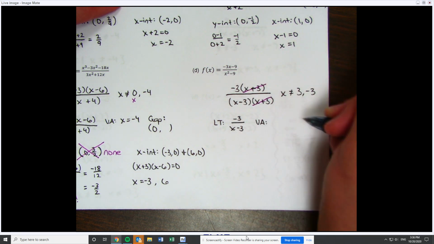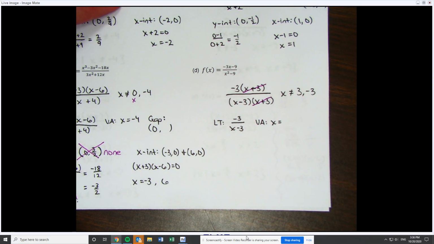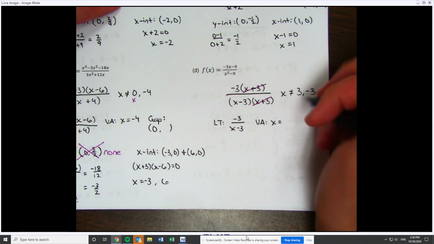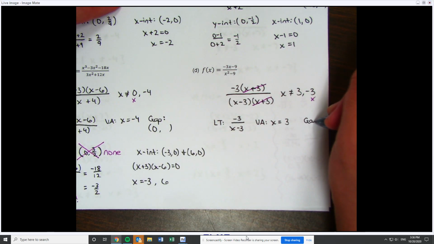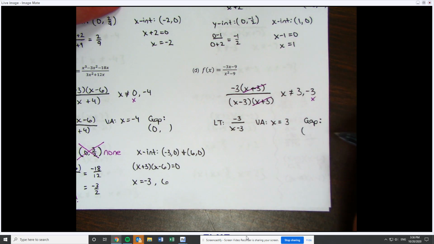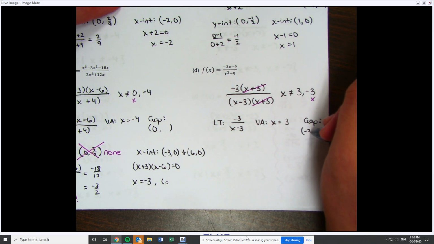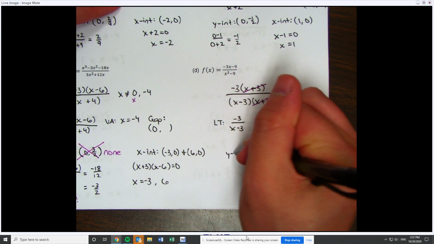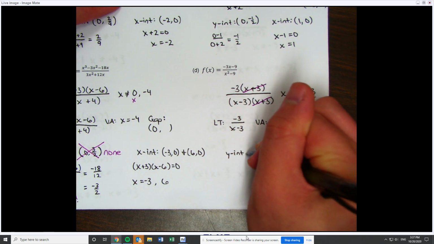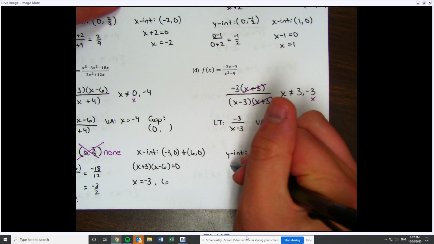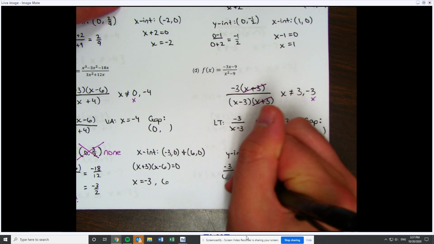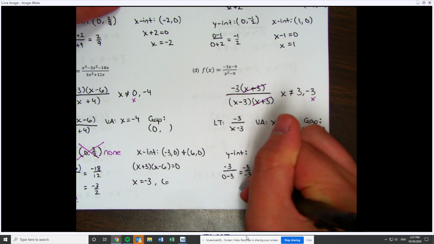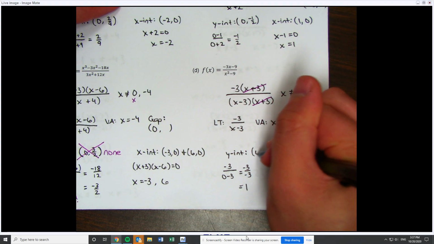For the vertical asymptote, we get x equals 3, that was +3, so the -3 right here got removed. As far as the gap is concerned, there is a gap, and that happens at x equals -3 for some y value. Now, for the intercepts, I have y, doing this one. I substitute it in. I have -3 over 0 minus 3. That gives me -3 over -3, which is 1. So (0, 1).